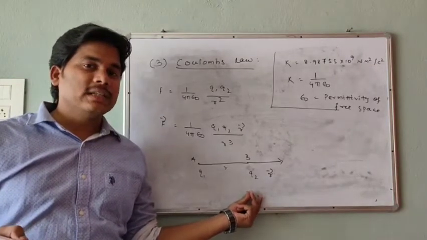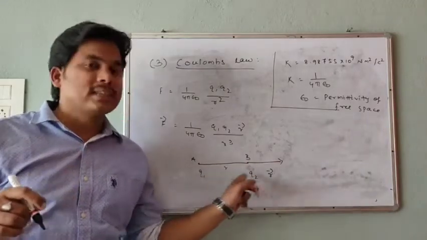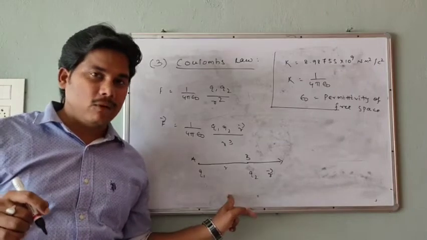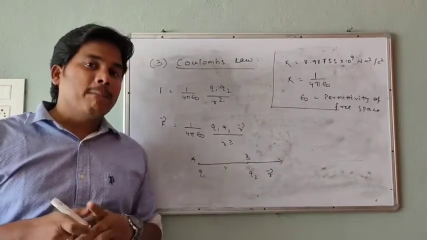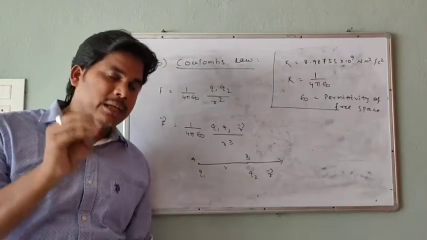Why is it a central force? It acts along the line joining the two charges. That's why it is a central force. And remember, this applies to point charges. This Coulomb's law is only applicable for point charges.